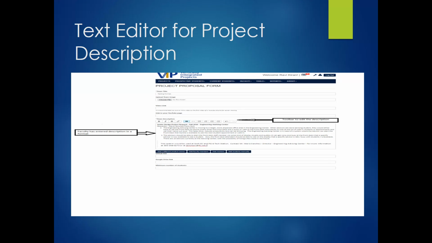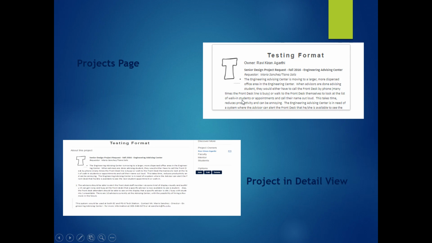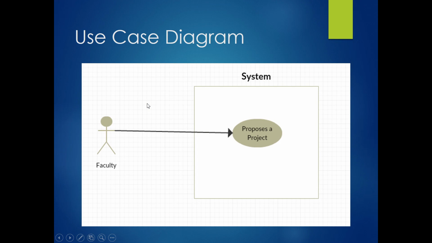You can see here that when the faculty is proposing a project, they have certain bullet points and numbers, and certain words highlighted. Once the project has been proposed, you can still see that the same format has been saved. So this is the use case diagram.